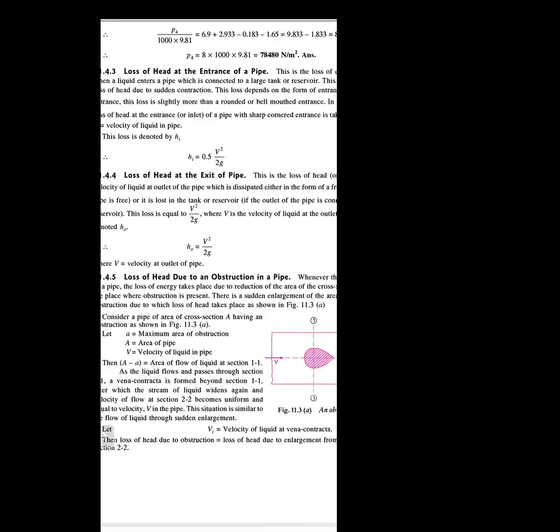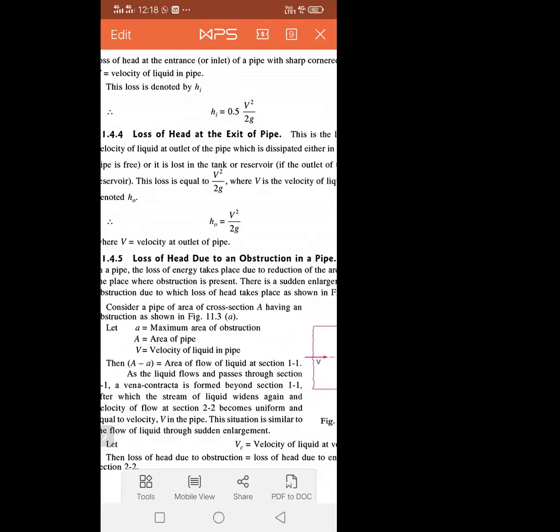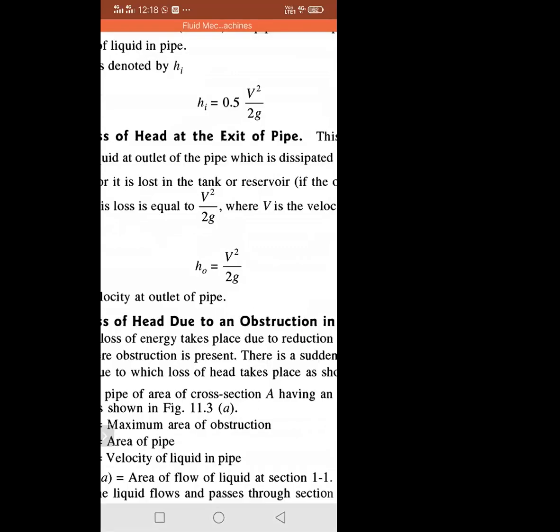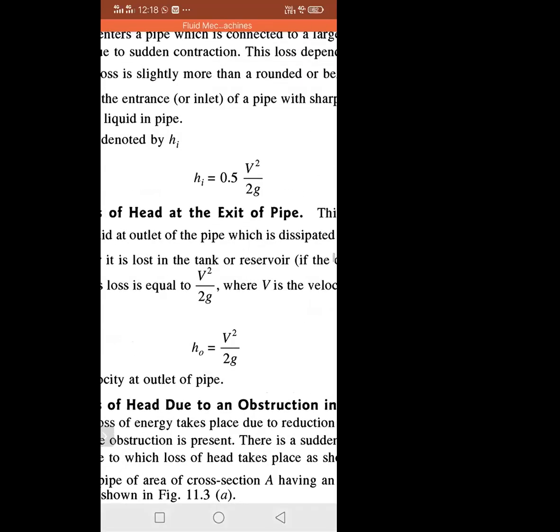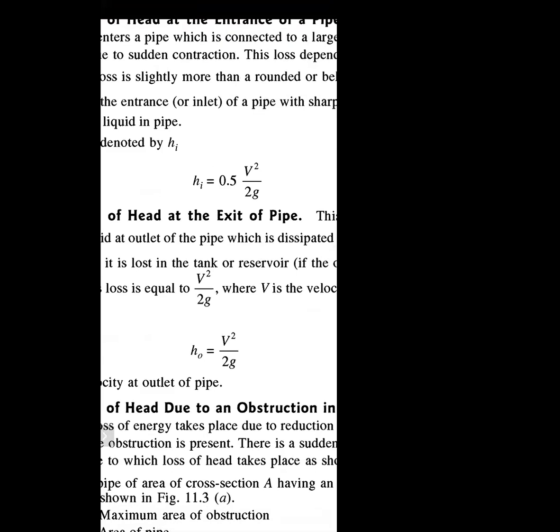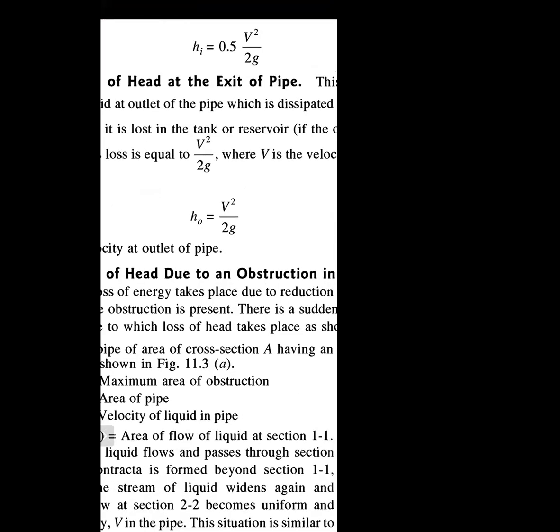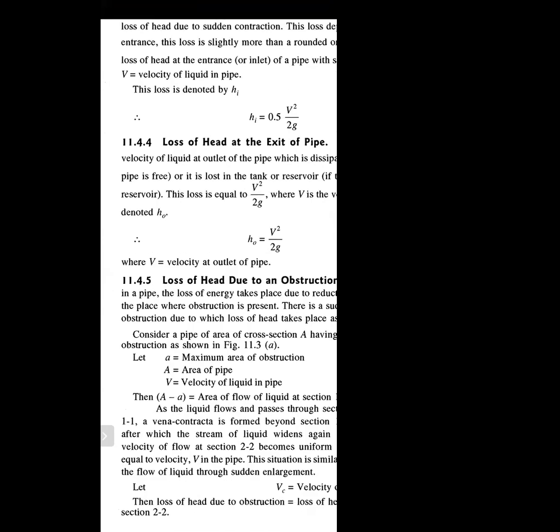Therefore, H0 is loss of head at exit of pipe and H0 is calculated as V square upon 2G. Only the difference in loss of head at entrance of pipe and loss of head at exit of pipe. You see the difference in formula: at entrance of pipe 0.5 V square upon 2G and at exit of pipe only V square upon 2G, where V is the velocity at outlet of the pipe. Okay, this is one loss, minor loss.